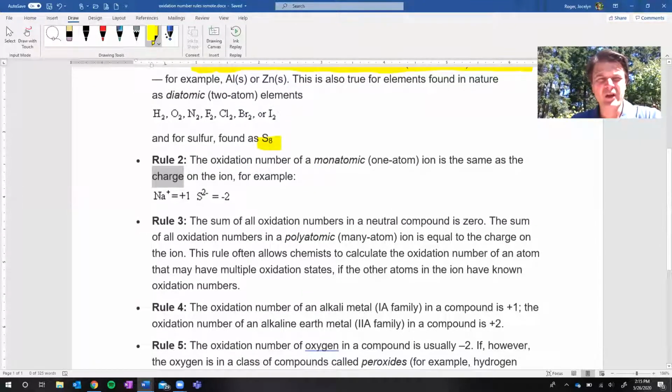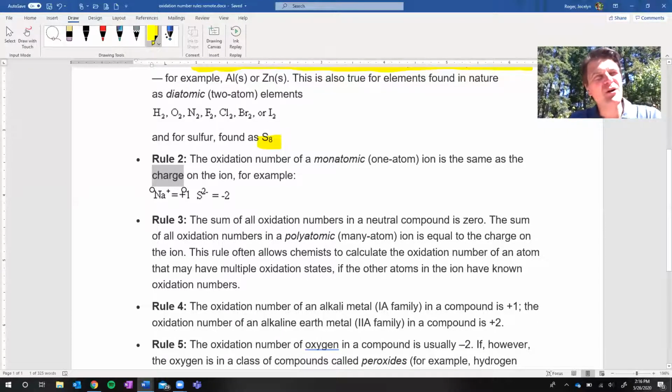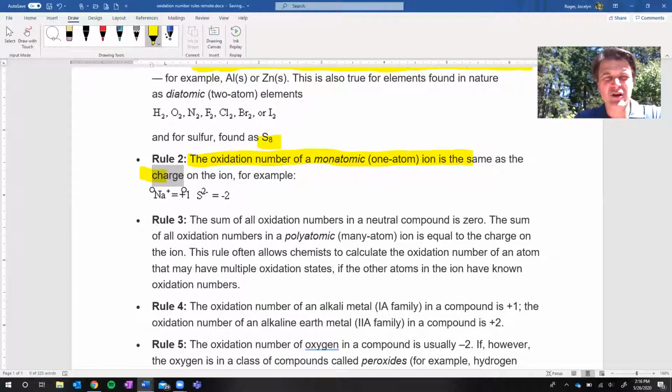Okay, rule number 2. If you have an atom in an ionic compound, and there's only one of that atom, then the oxidation number of that element is the same as the charge on the ion. So think of sodium chloride, NaCl. There's one Na and there's one Cl. It's an ionic compound. The oxidation number on Na is the same as the charge on the Na ion. So the sodium ion on the periodic table is 1+, so the oxidation number is 1+. That's simple. When you have one atom, the oxidation number is the same as the charge on the ion.